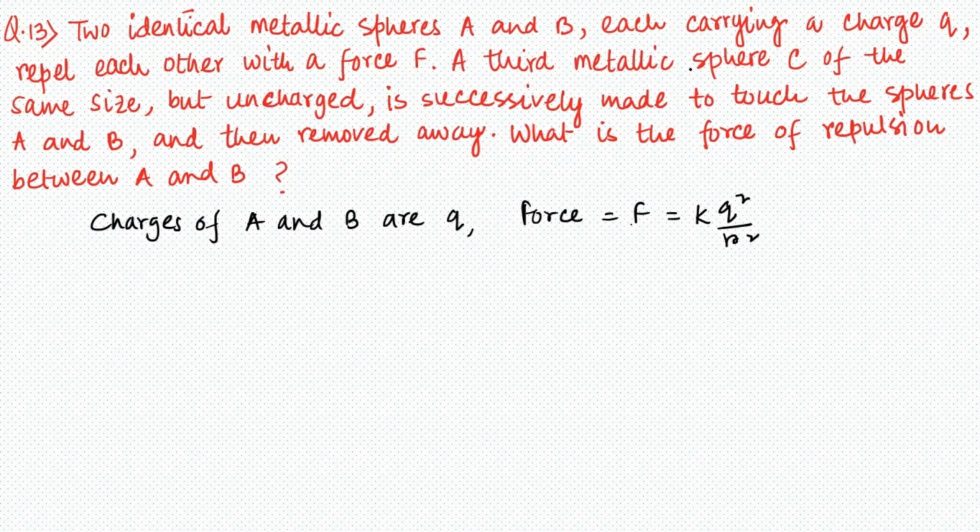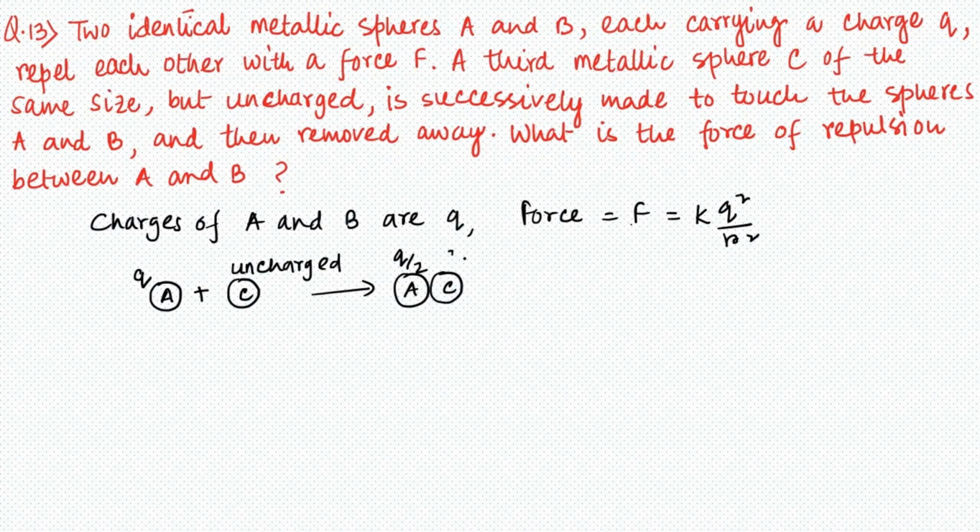Now they have said that a third metallic sphere C of the same size but uncharged is successively made to touch the spheres A and B. So first let us assume that an uncharged C sphere is placed in contact with sphere A. So this is sphere A, this is sphere C. Charge of A is Q and charge of C is basically uncharged. And when they are in contact, they will share equal charges, right?